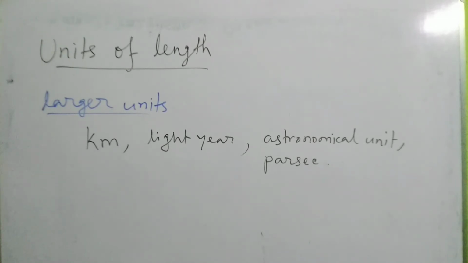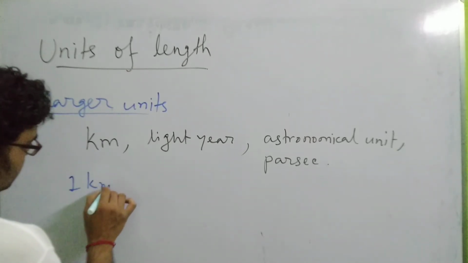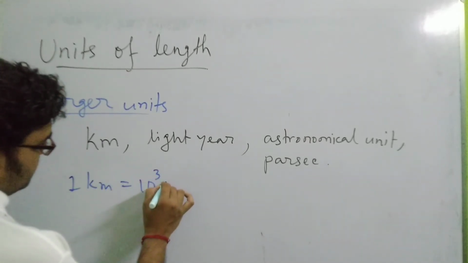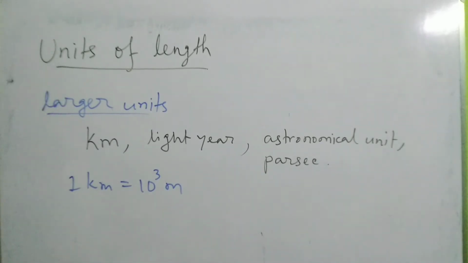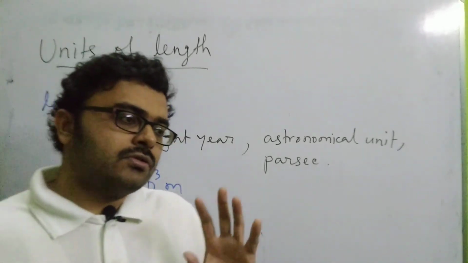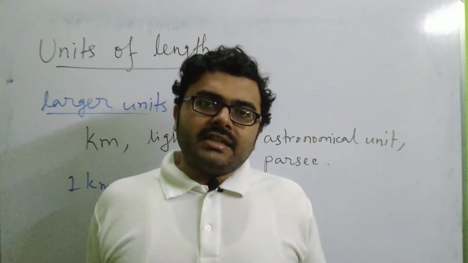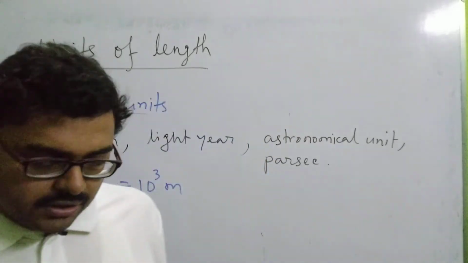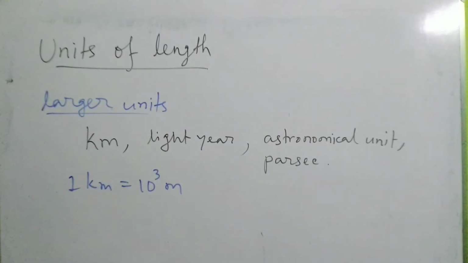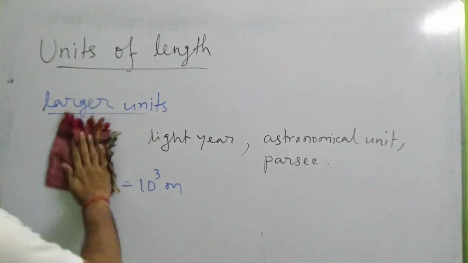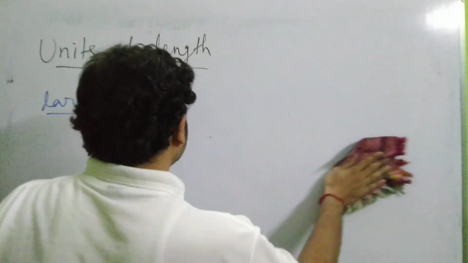You know the relation for kilometer: 1 kilometer is equal to 10 to the power 3 meter, or 1000 meter. Fine. So do you know about light year and also astronomical unit? It is not known to you till now. How can we define light year? I will discuss it in details.